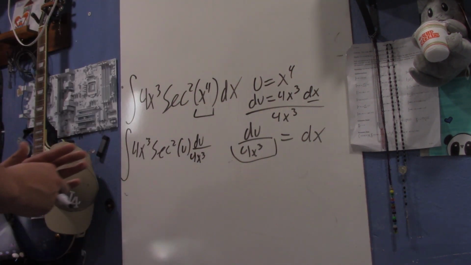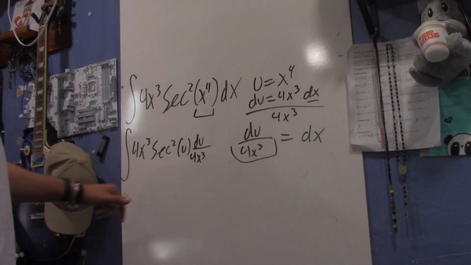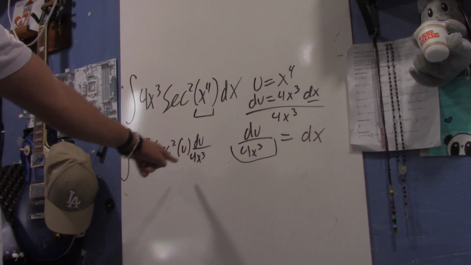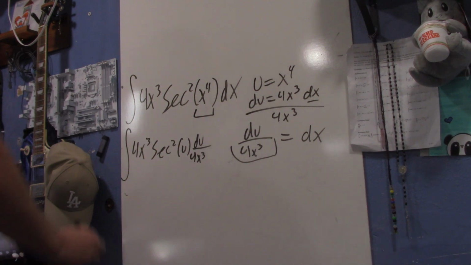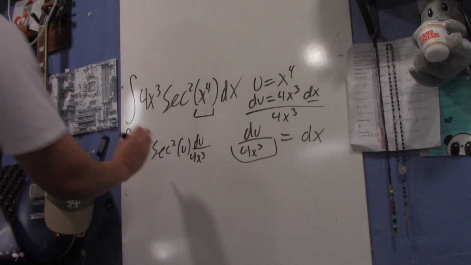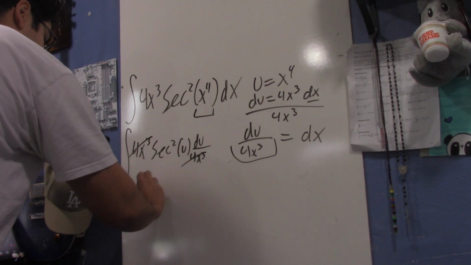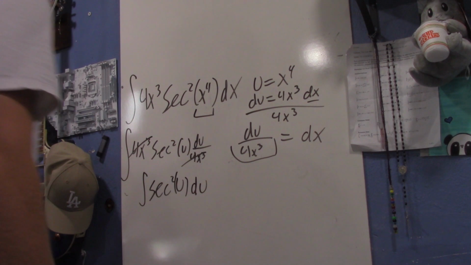Okay, so now this might look a little bit more complicated, and it might not, depending on where you're at in mathematics. What we have here, we have a 4x to the third power in the denominator of one of our terms, and we have a whole 4x to the third power, meaning because everything's being multiplied together, we can just cancel those out, leaving us with the integral of secant squared u du.